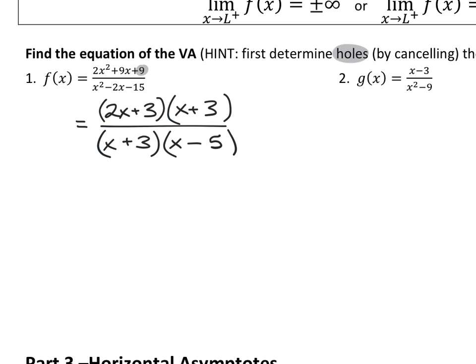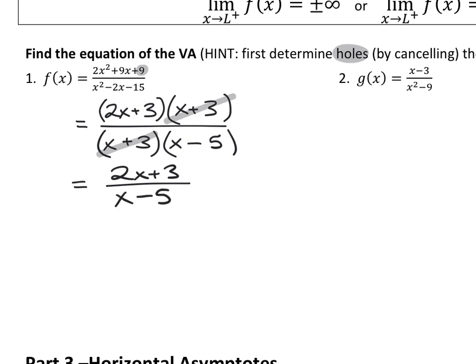That is just a factoring step, so if that's blurry to you, go find a video online that teaches you how to factor. Pretty sure I have them online, but you can also find anybody on the internet to teach you to factor within reason. Make sure it's a reputable source. After this, what happens? That's my hole. That's the hole in the graph. I'm left with 2x plus 3 over x minus 5.